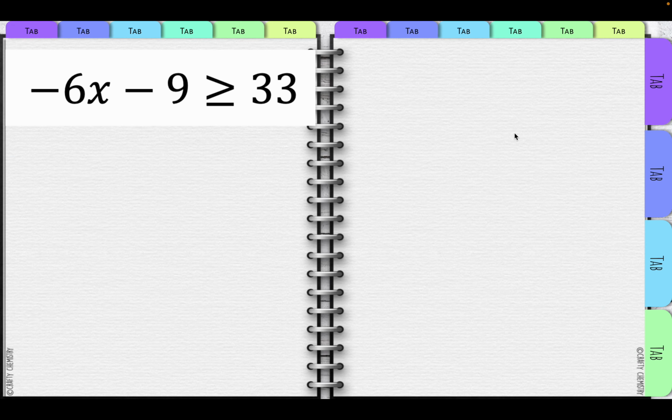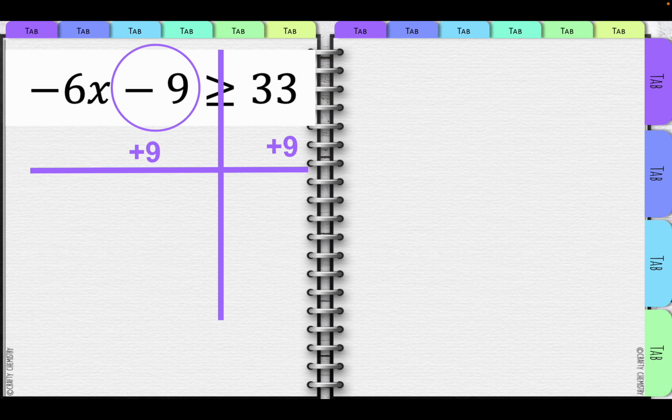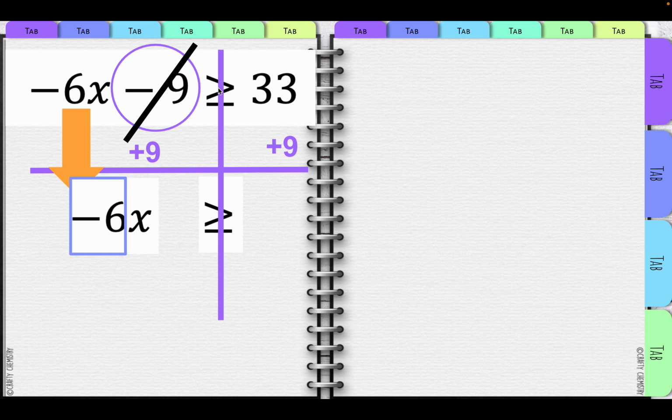All right, so getting to our special rule about negatives. We solve it the exact same way. Okay, I have to undo my constant. My constant is minus 9. The opposite of minus 9 is plus 9. That cancels out the minus 9. I still have a negative 6x, so I'm going to bring that down. My inequality symbol comes straight down. And then 33 plus 9 is 42.